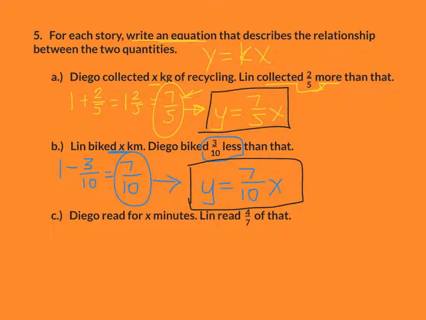And the last one. Diego read for x minutes. Lynn read 4/7 of that. Now be careful, because this doesn't say less than, this doesn't say more than, it says 4/7 of that. So in this case, our 4/7 is going to be our k. We don't need to do any manipulation of those numbers. It's going to be y equals 4/7 x.